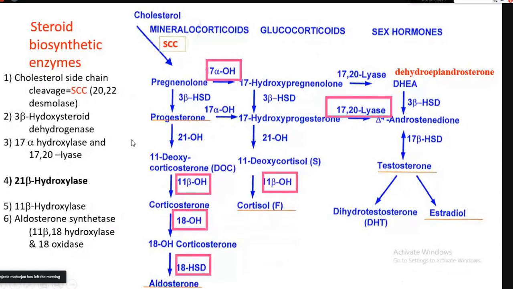Now coming to the first branch, pregnenolone is changed into progesterone. Progesterone is changed into 11-deoxycorticosterone, then corticosterone, then 18-hydroxycorticosterone, then aldosterone. Remember, 18 hydroxylase is for aldosterone, not for the others.